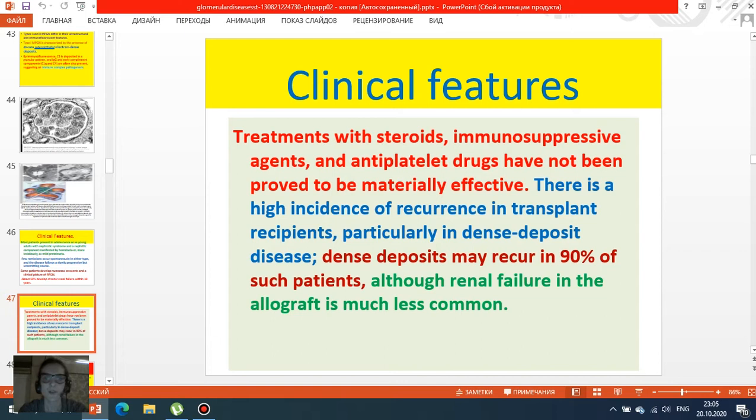Treatments with steroids, immunosuppressive agents, and antiplatelet drugs have not been proved to be materially effective. There is a high incidence of recurrence in transplant recipients, particularly in dense deposit disease. Dense deposits may recur in 90% of such patients, although renal failure in the allograft is much less common.